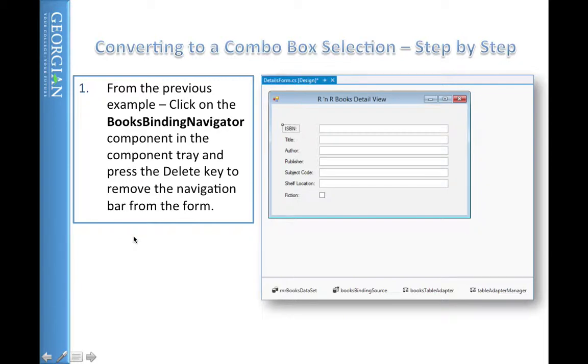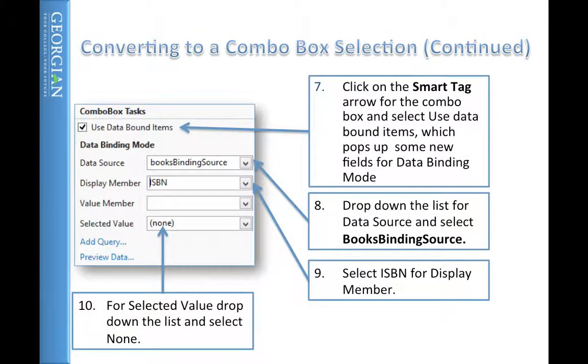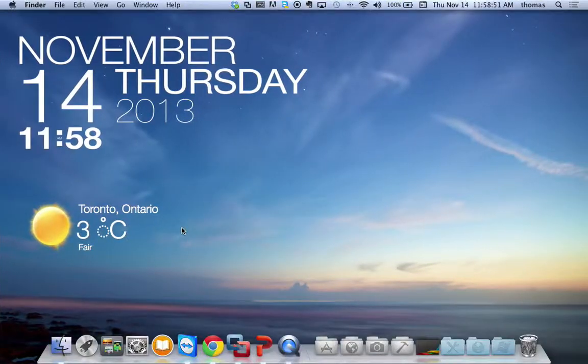So again, we've just deleted the binding navigator. We've added the combo box control. And now what we need to do is go into the smart tag and do a couple of things. Use data bound items, number 1. We're going to change the data source, and we're going to display the member ISBN, and make sure that the selected value is none. These are all the changes we need to make to that one field.